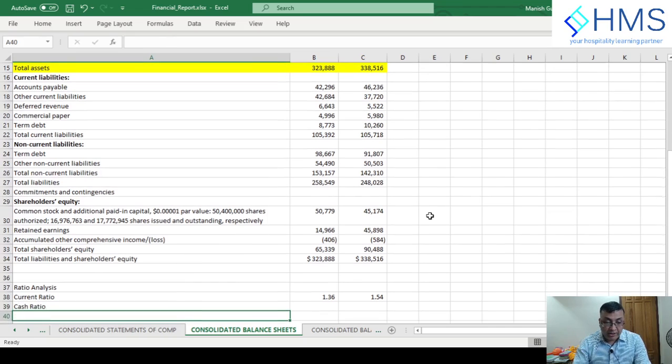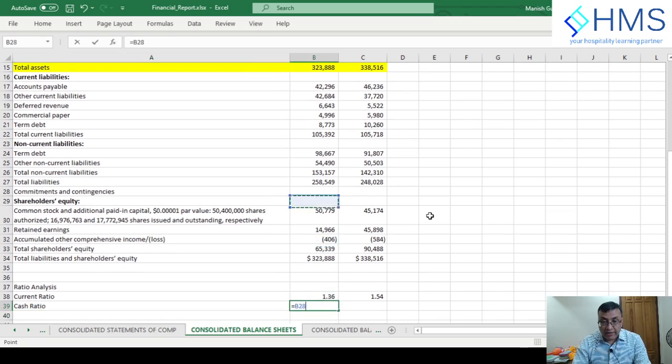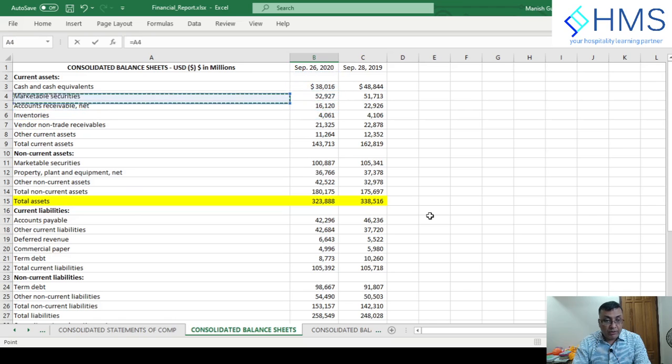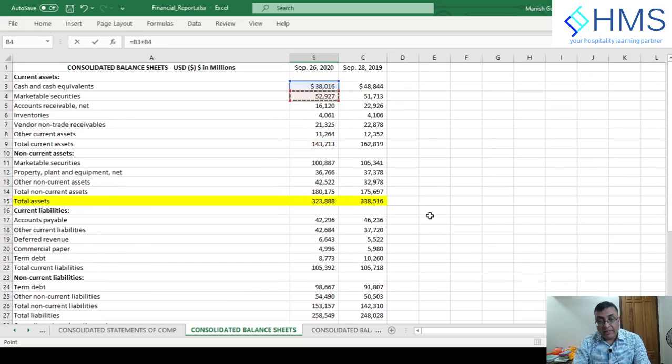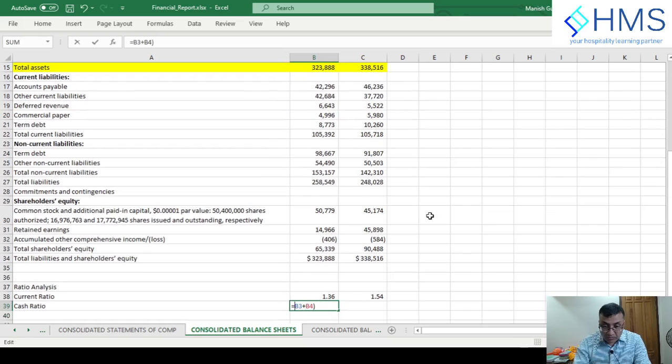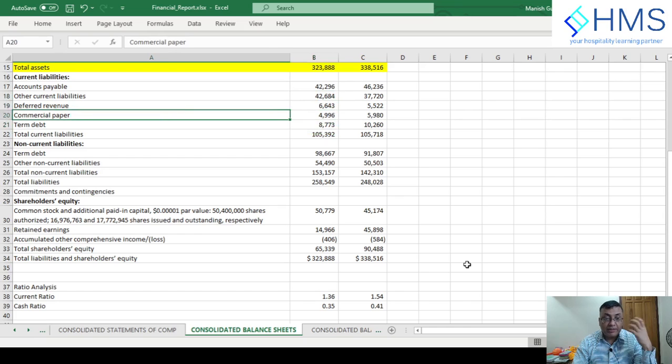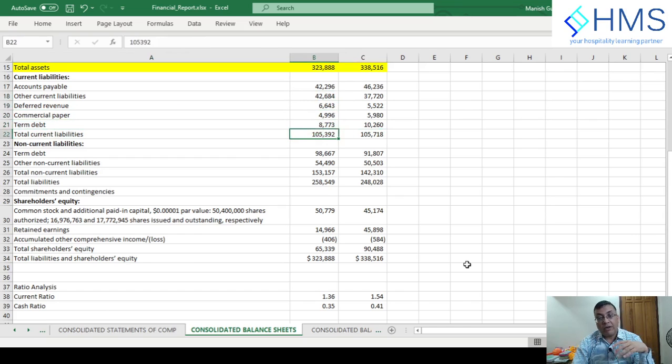Then you have a cash ratio, which is a quick ratio. Again, you calculate the cash ratio by using only the cash plus the marketable securities, because you can treat them as cash equivalents, divided by the total current liabilities. So here you are getting 0.35 and 0.41, which means the company's cash is only 35% of what they are supposed to pay.